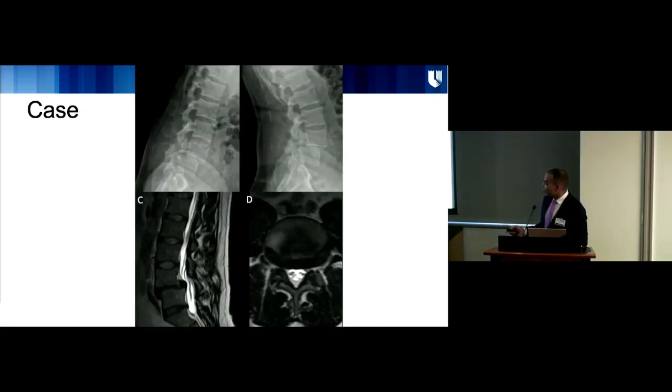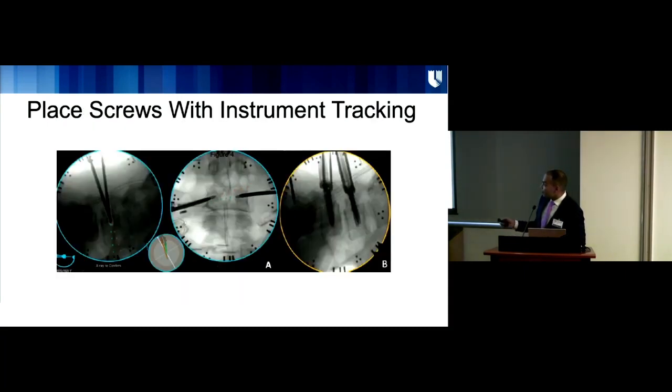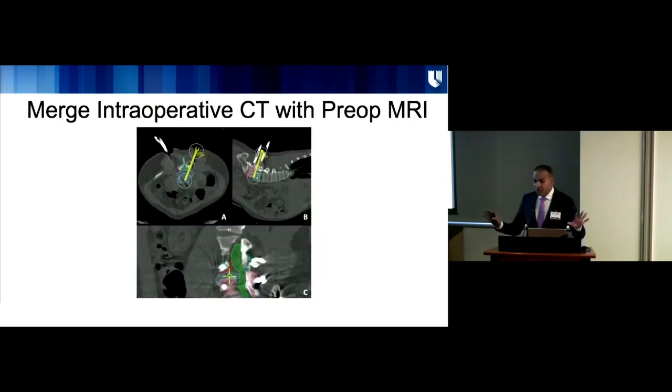So this is a case, a 36-year-old gentleman, grade 2 spondy. He's not a good candidate for O-lift, not a good candidate for A-lift. And Dr. Pimenta could do a lateral, but I can't. So this is a surgery where we're going to do this transfacet pathway. So we segment out all these things. We put in the screws using this instrument tracking. Then we merge the preoperative CT to the preoperative MRI. So then I know the exact trajectory to go in to do my transfacet T-lift.